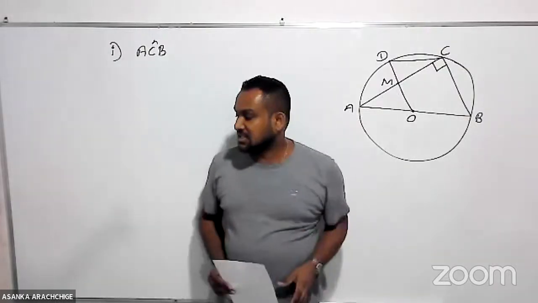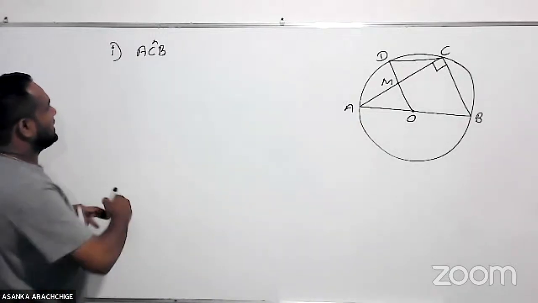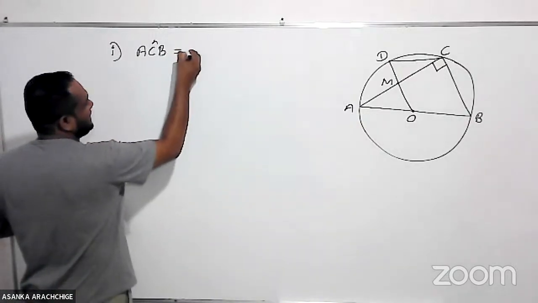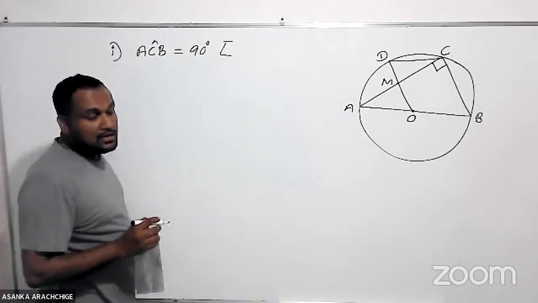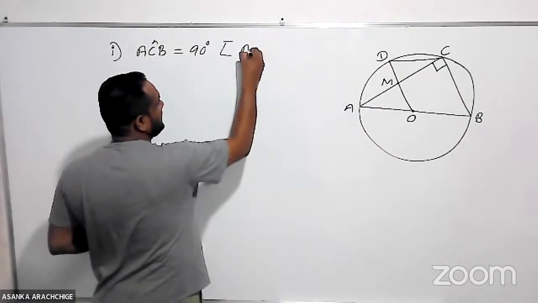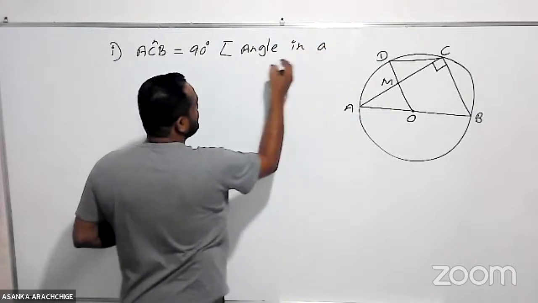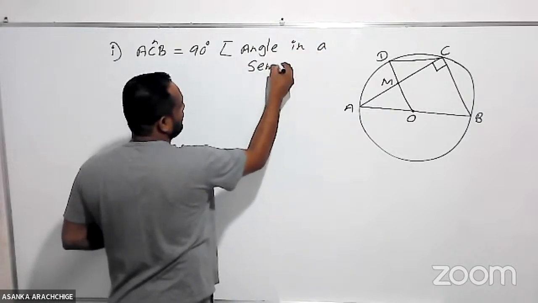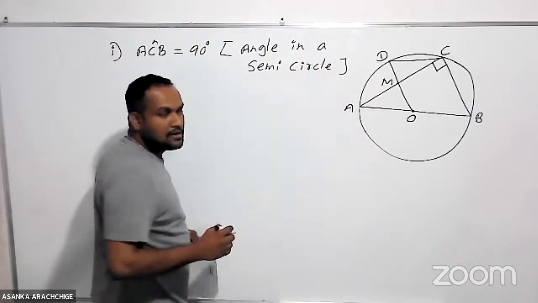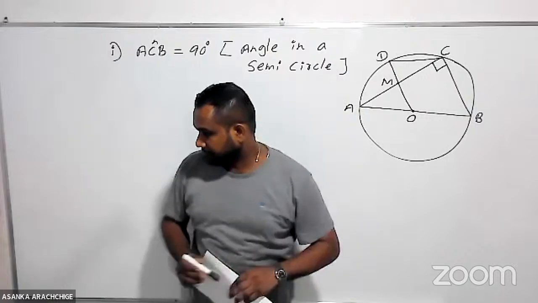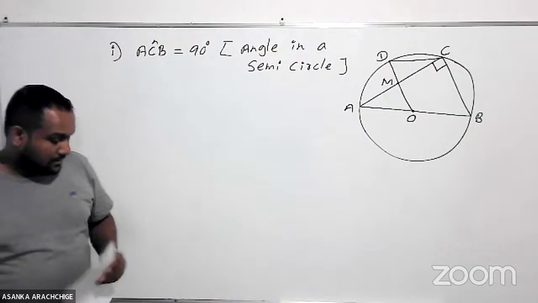So, write the reason here. ACB is the right angle. ACB equals 90. Reason, angle in a semicircle. Angle in a semicircle. This is the reason for that.